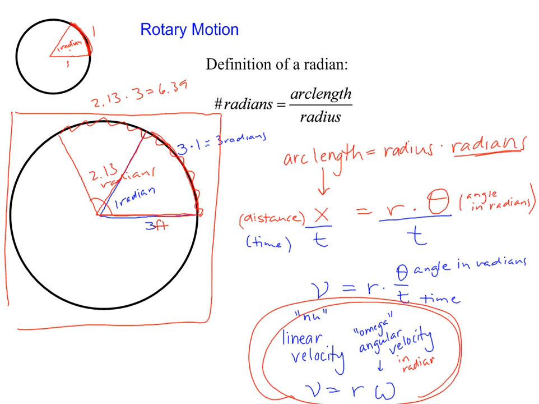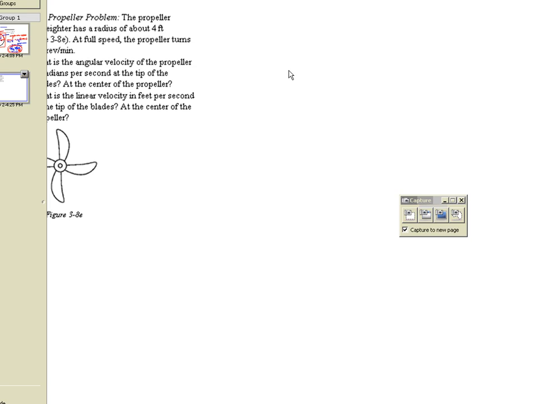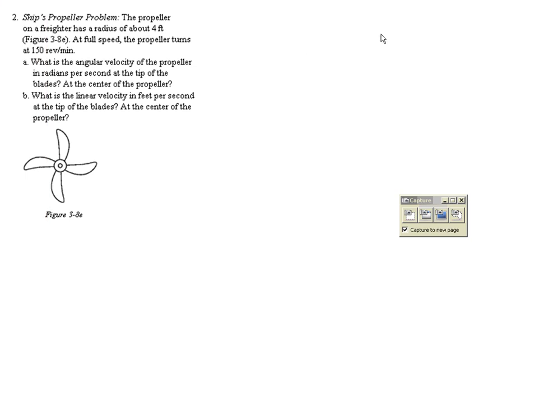Because remember, this whole thing that we've been doing has all been dependent on the idea of the definition of a radian. So this is not going to work if I have my angular velocity in anything but radians per time. Okay, so I think the best way to proceed with this is we're going to take a look at a specific problem. Okay, so here we go.